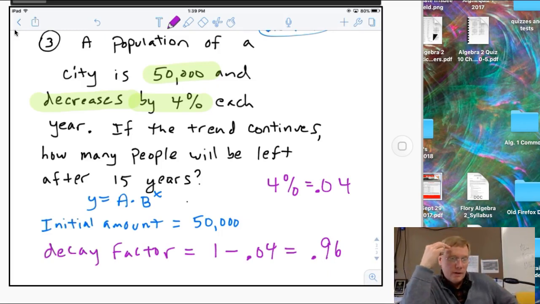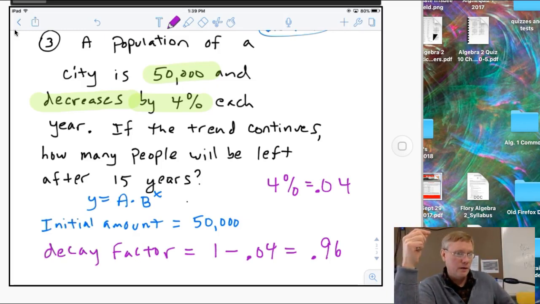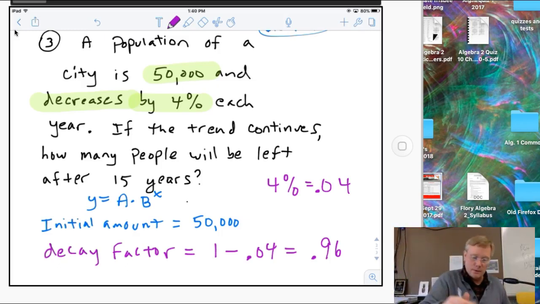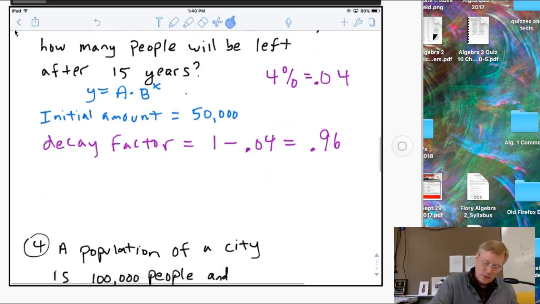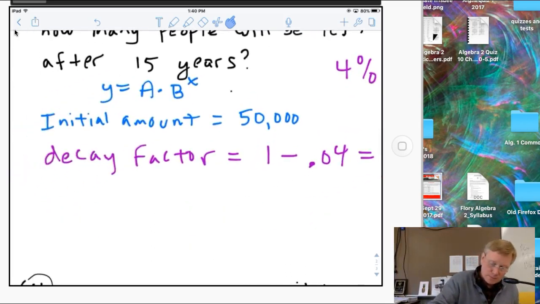The other way you could think about it is if it's going down by 4%, that means how much of the population is really left, which would be 96%, right? There's 100% out of the whole amount. And if it's going down 4%, that means there's 96% left, which would give you 0.96. That's the other way to think about it. I kind of like this one: if it's growing, it's 1 plus the decimal. If it's getting less and less, decaying, it's 1 minus the amount. Either way, you should be able to do one way or the other.